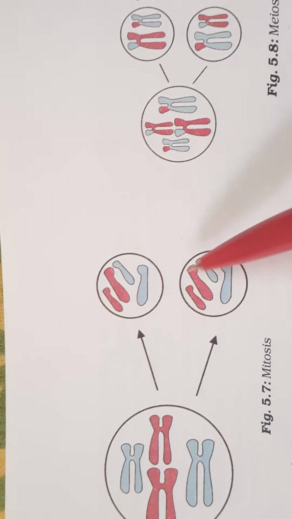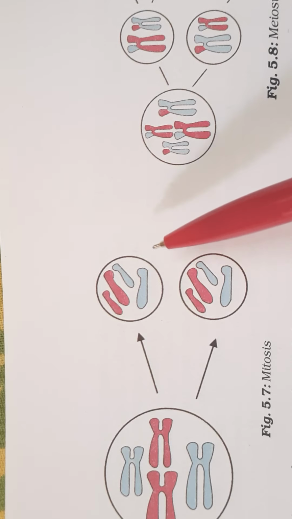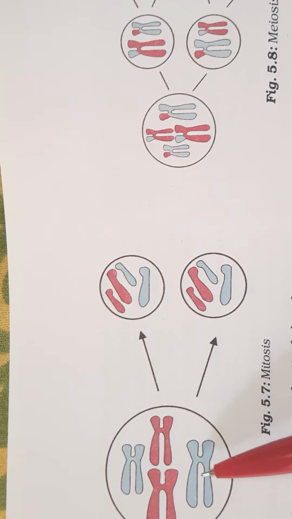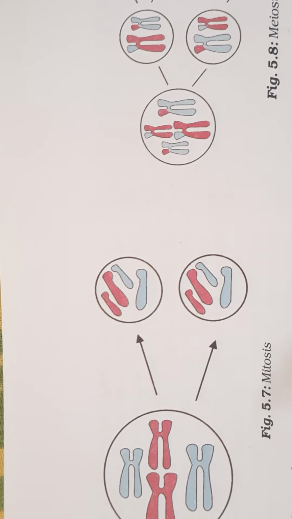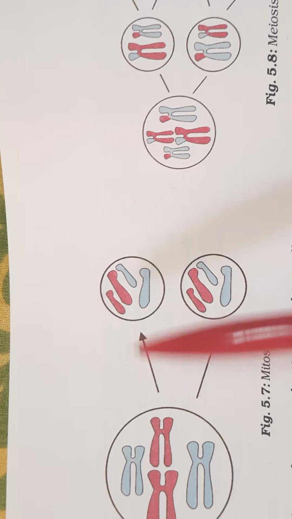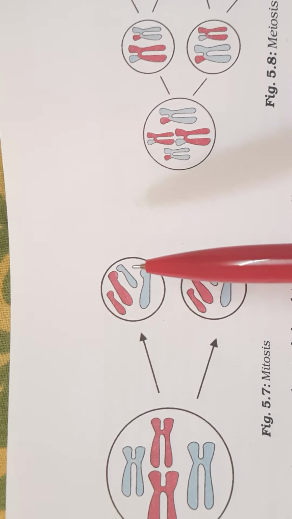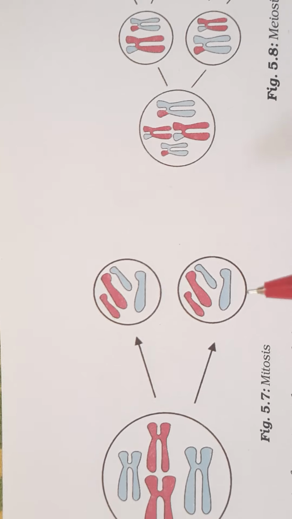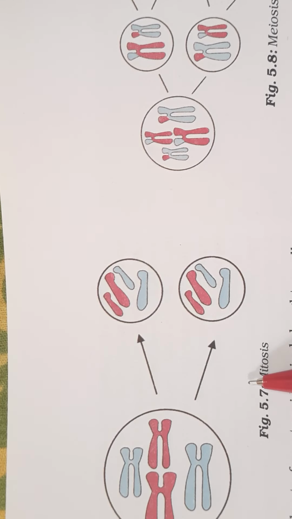Can you see here? It is dividing to form the two identical daughter cells, and inside that you can see these are the chromosomes. So the daughter cells have the same number of chromosomes as the mother cell. These are the daughter cells, this is the mother cell. You can see the number of chromosomes: 1, 2, 3, 4. Here also 1, 2, 3, 4, 1, 2, 3, 4. So you can see that the daughter cell has the same number of chromosomes as the mother cell. And what does it do? The process of mitosis helps in the growth and repair of tissues.